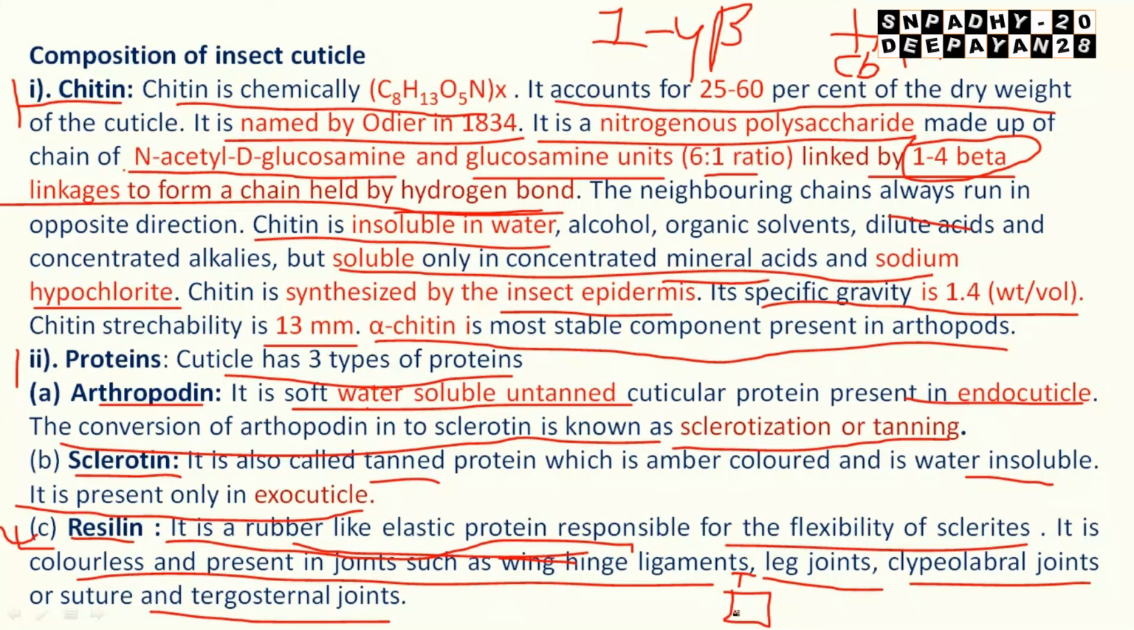Suppose this is the body. The dorsal structure is known as what? Tergum. Ventral is known as sternum. So these joints will also be made by this resilin for their proper flexibility. This is a rubber-like elastic protein, which is generally present in different joints and ligaments. Colorless, it is also important.